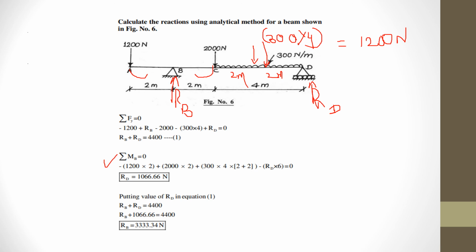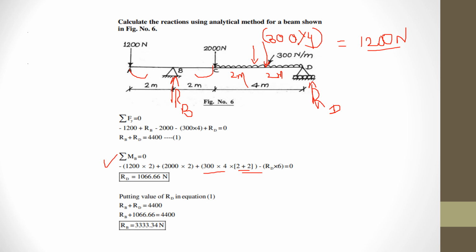Then this 300 into 4 and its distance is 2 plus 2, that is 4. So 300 into 4 is 1200 here, multiplied by distance 4, that is this 2 plus 2, 4, and minus RD into 6. This RD is anti-clockwise, so minus RD into this distance, which is 6 up to point B. So we will get RD as 1066.66 Newton.